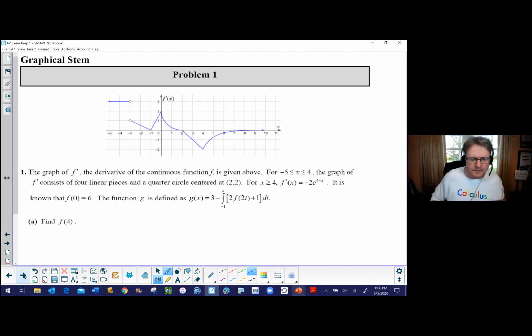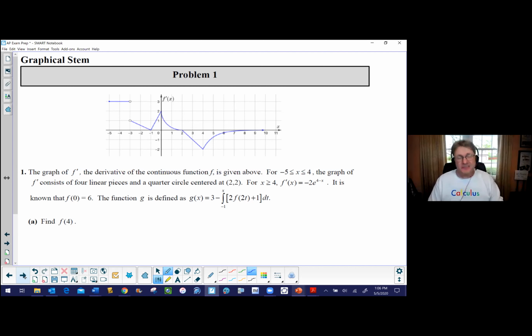So here's our problem number one. It says we have a graph of f prime, the derivative of the continuous function f, given above, on the closed interval -5 to 4. The graph of f prime consists of 4 linear pieces and a quarter circle centered at (2, 2). For x greater than or equal to 4, we know that f prime of x is -2e^(4-x), and it is known that f of 0 is 6. The function g is defined as g of x equals 3 minus the definite integral from -1 to x of 2f(t)(2t+1) with respect to t.